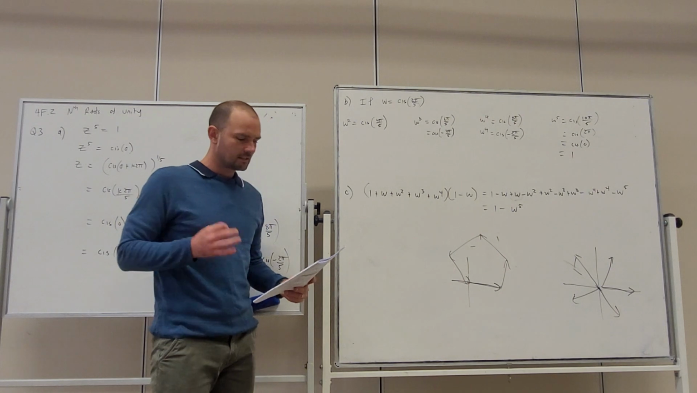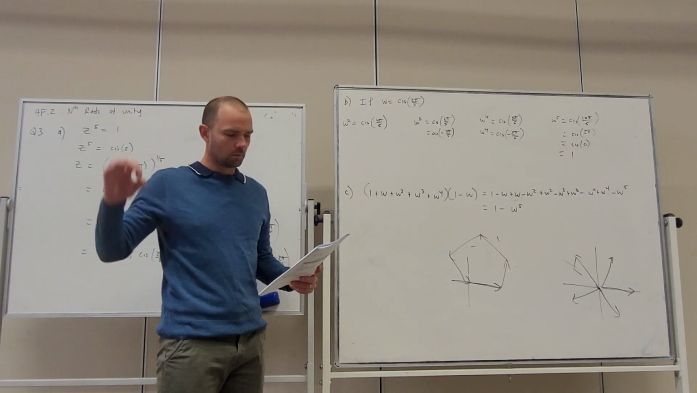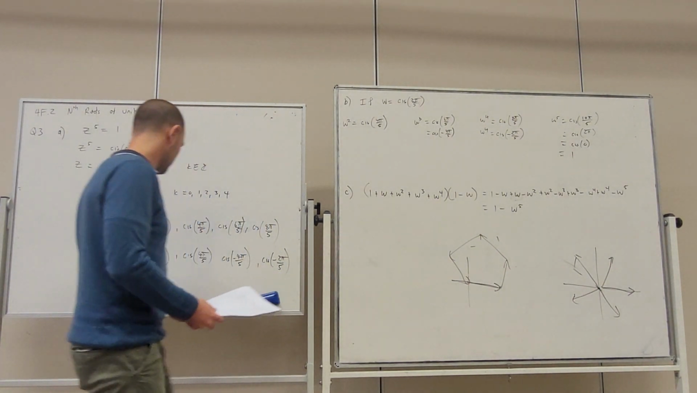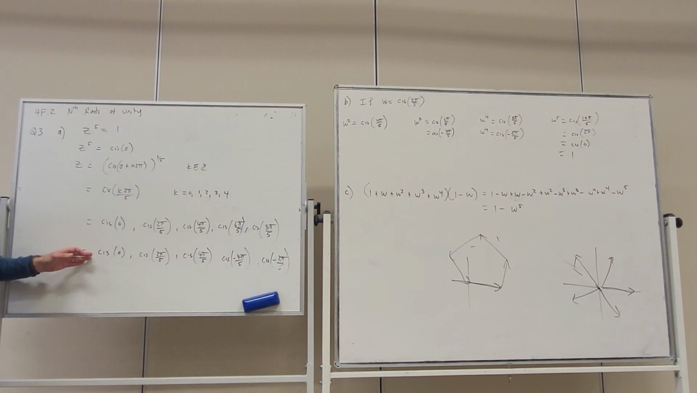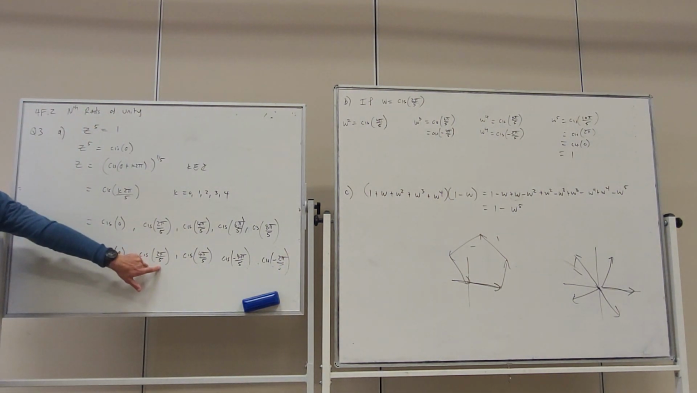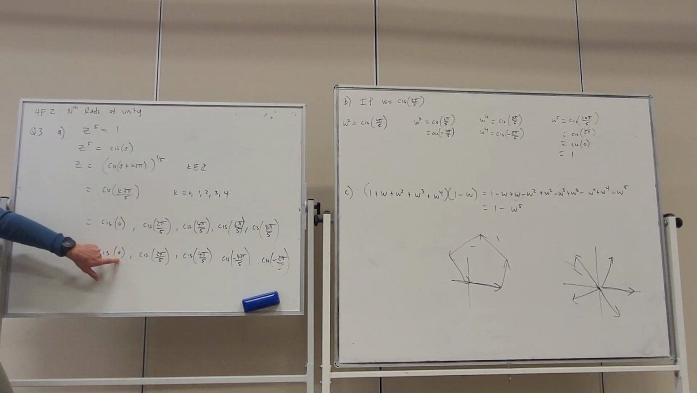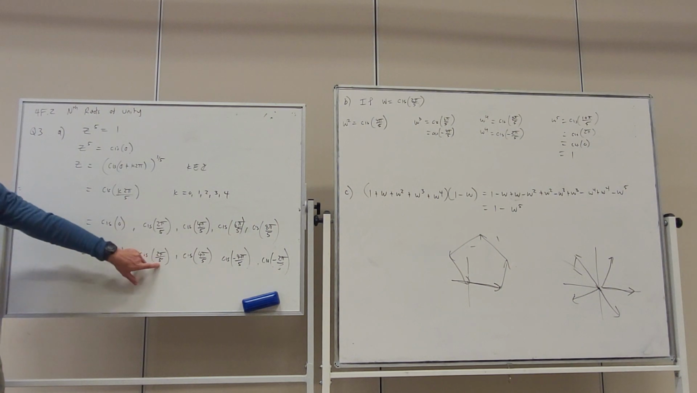Part B, letting W be the root with the smallest positive argument. Okay, so if these are my roots, W is the root with the smallest positive argument. It's going to be this one. Okay, this is the smallest argument, but it's not positive. Okay, so this is W.